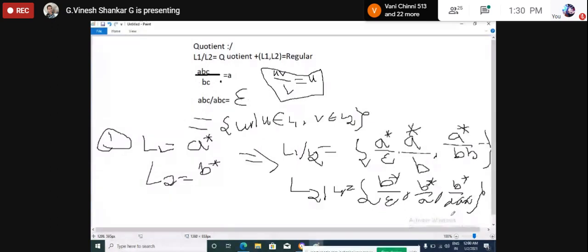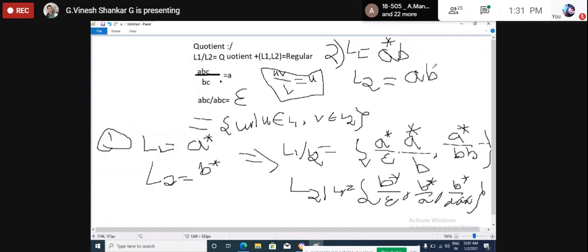So that is what we need to cover. That is the quotient property. You can take some more examples and cover them, but while doing it, be careful. Take this as homework. L1 as A star B, L2 as A B star. Now divide L1 by L2 and L2 by L1.